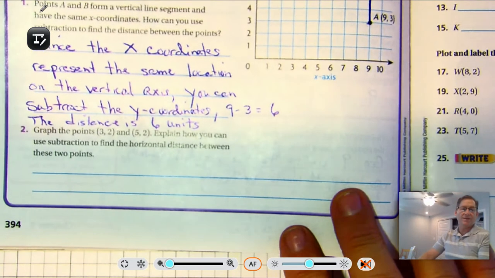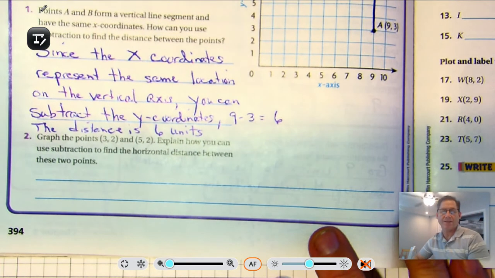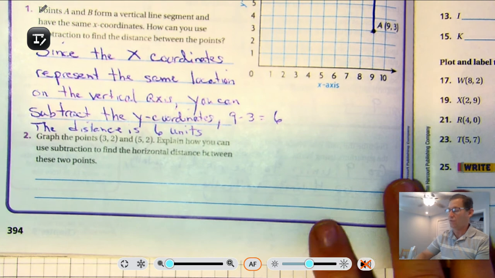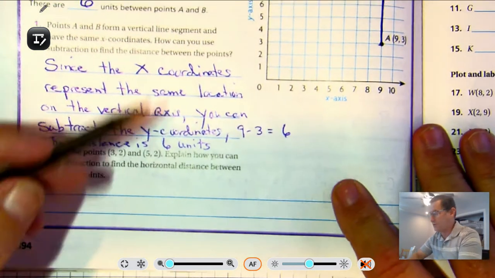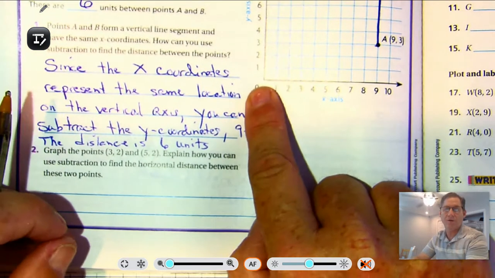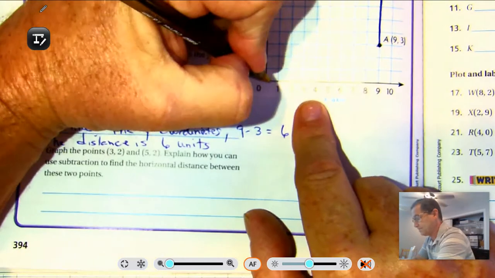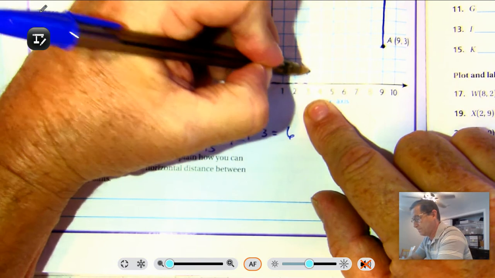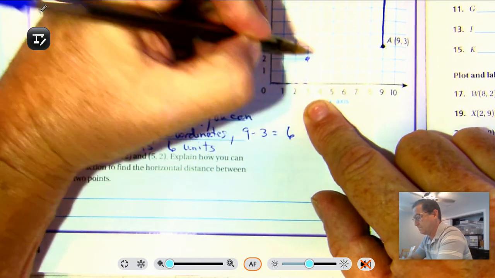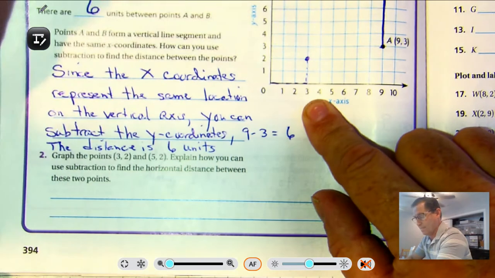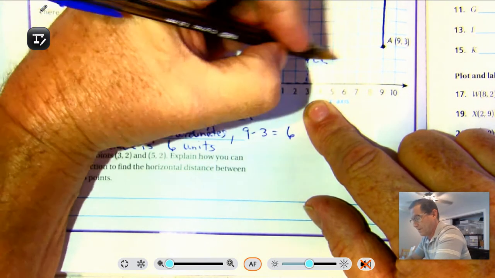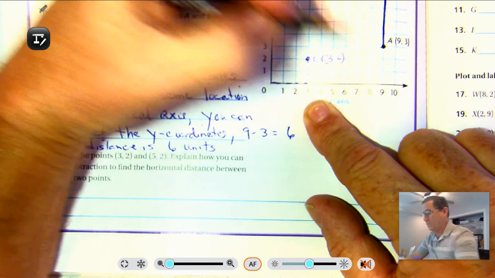All right, try this one. Graph the points 3, 2 and 5, 2. Explain how you can use subtraction to find the horizontal distance between these 2 points. All right, so let's do 3, 2 first. So from 0, we're going to go over 3 and up 2. And I guess we can name this point C with the label 3, 2.